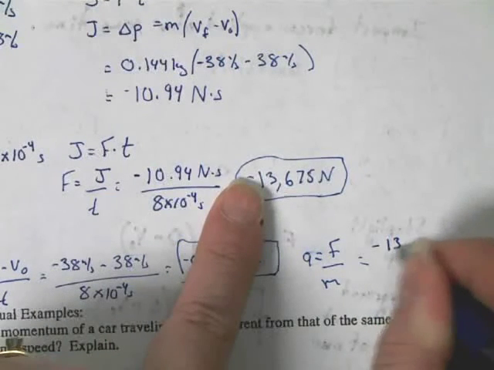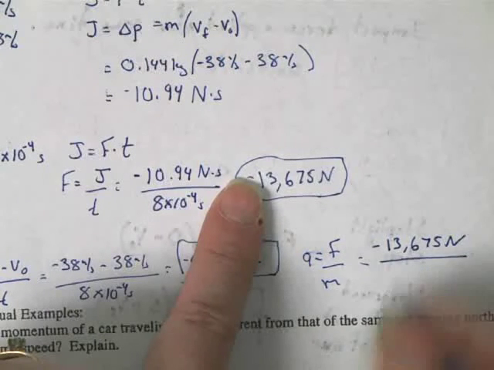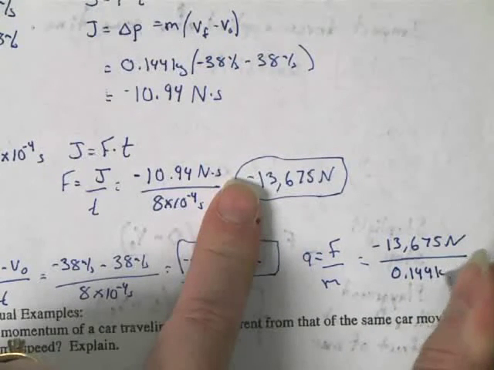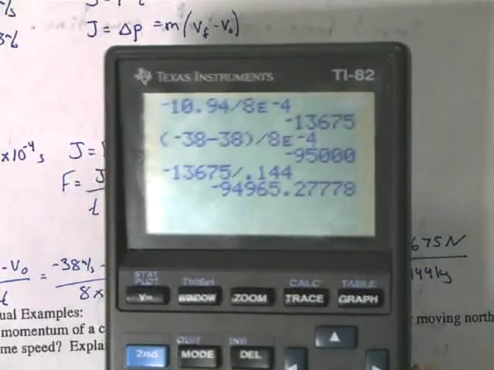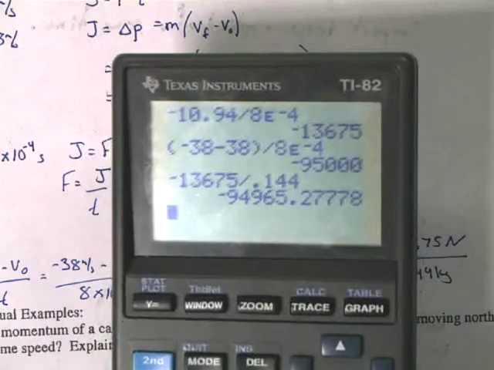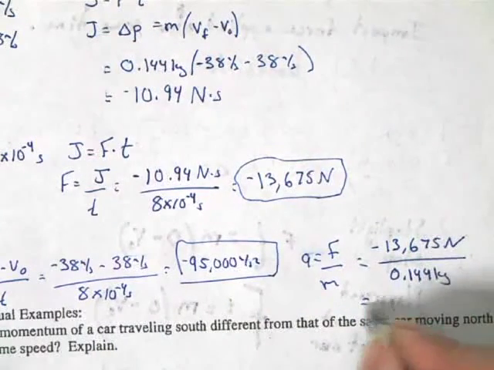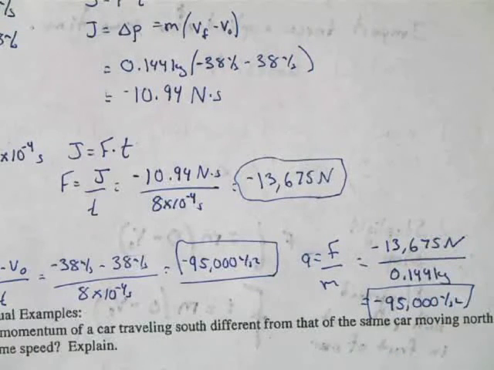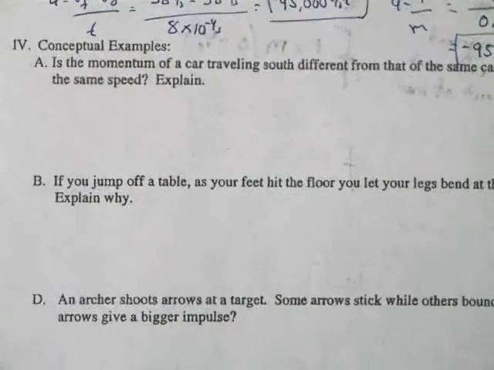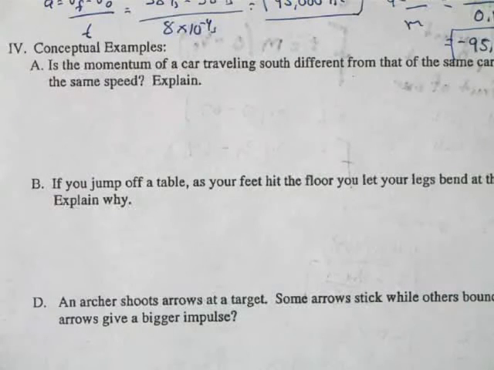What's another way? How about net force? Acceleration equals force over mass. What was the force? Here's the force. Do we know the mass? Sure, let's try that also. So that's negative 13,675 newtons divided by the mass, 0.144 kilograms. Doesn't that round to be the same thing? Negative 95,000 meters per second squared. Okay. So 2 ways to get to the correct answer. Which way you take is up to you. Both work just fine.